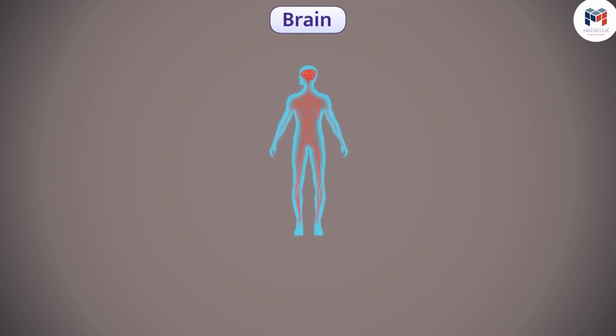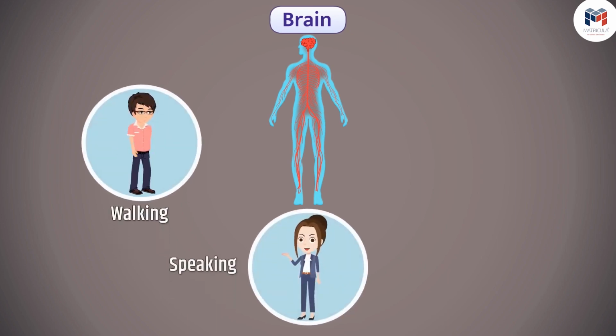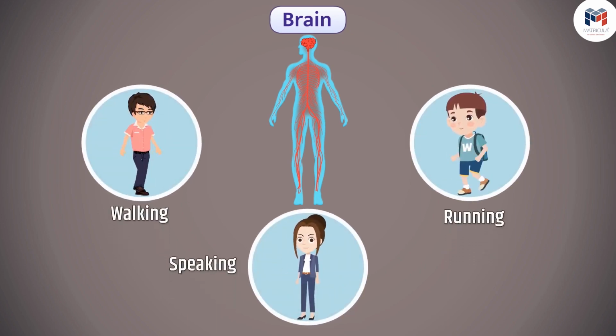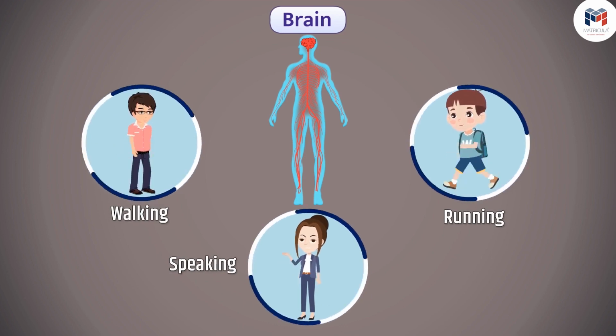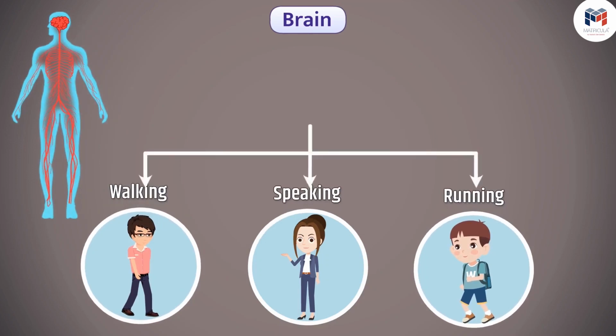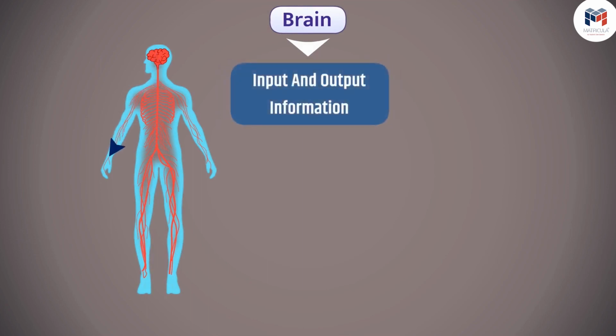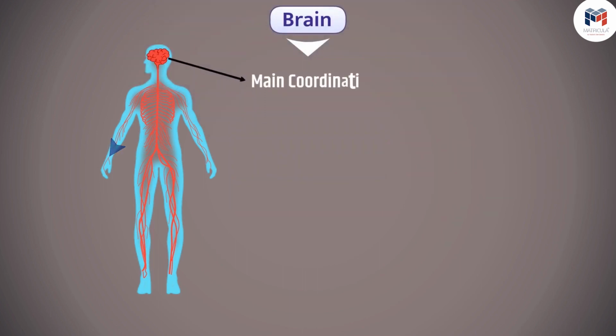Brain. Not all actions we perform are reflex actions. For example, walking, speaking, running, etc. For such actions, thinking is necessary. The actions which require thinking are called voluntary actions. In this, our brain helps us. The brain integrates various input and output information. Therefore, the brain is called the main coordinating center of our body.